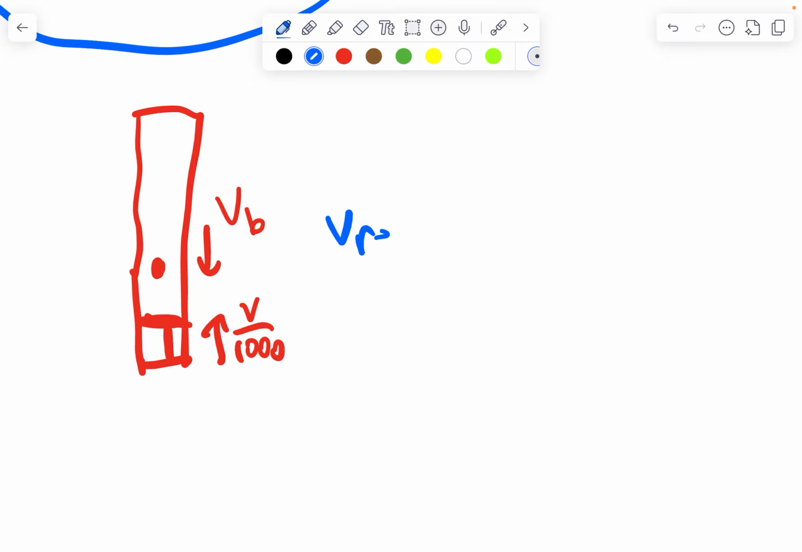So v relative before, or initial, is going to be equal to, well, think about it. If this is traveling toward it and this is traveling toward the plate, then relative to the plate, the ball will be traveling faster, right? Because they're trying to go towards each other. And that's going to be equal to VB plus V over 1000.